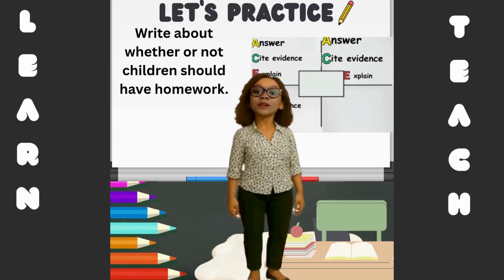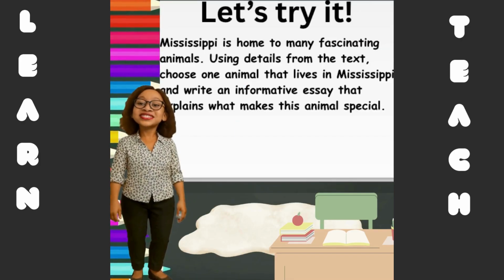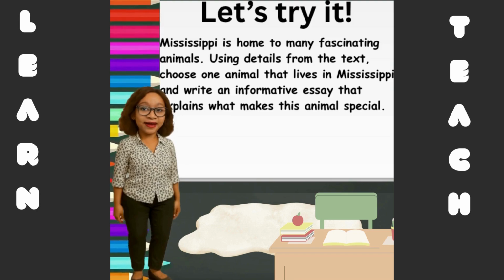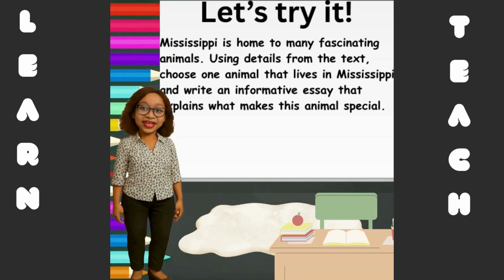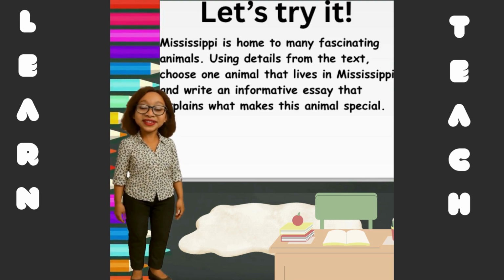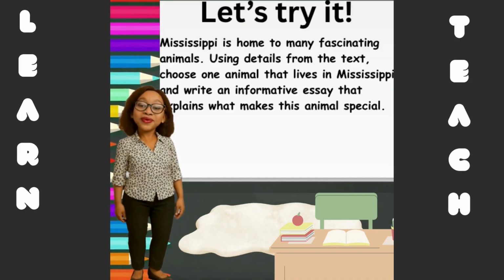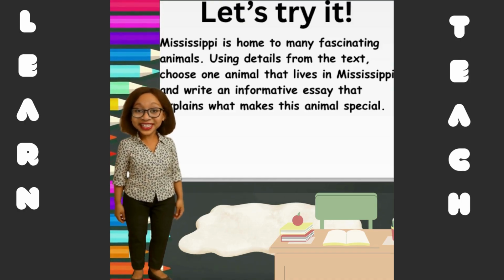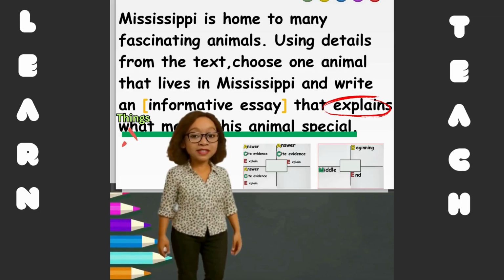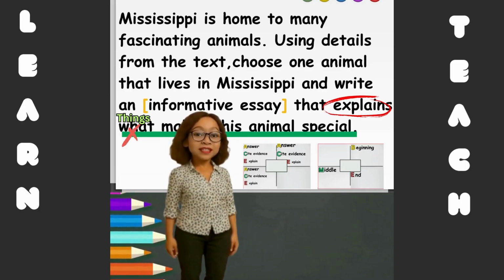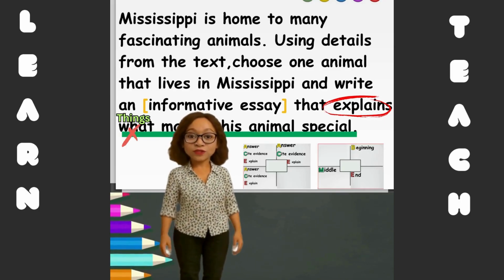Now let's look at the regular writing prompts. Mississippi is home to many fascinating animals. Using details from the text, choose one animal that lives in Mississippi and write an informative essay that explains what makes this animal special. After dissecting this prompt, we need to decide how to label our 4 square.